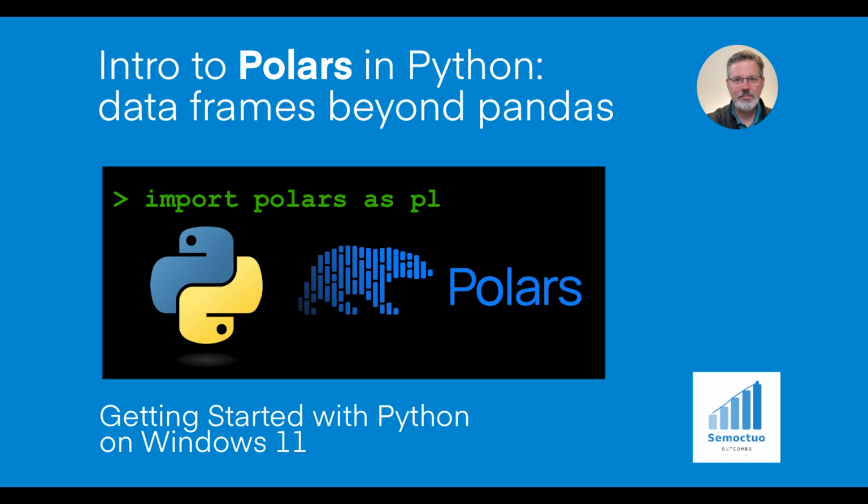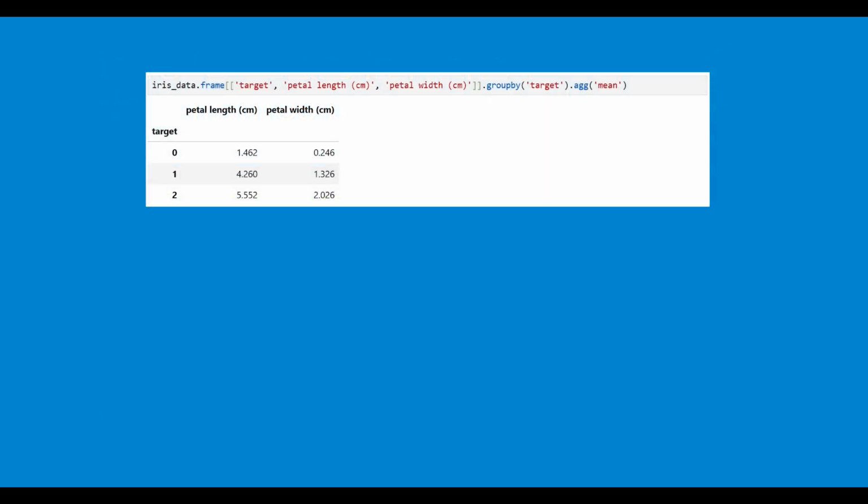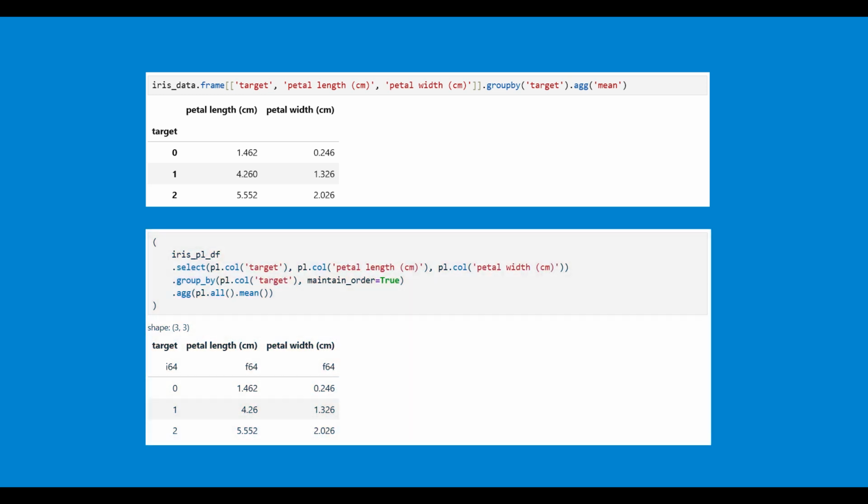Let's start with a simple common problem, calculating the mean value of two variables from a dataset. On the top, I'm carrying out this task using pandas. On the bottom, polars. Same data, same results. I personally favor polars as the code reads like a sentence. From this data frame, select a target, petal length and petal width, then group by target, then aggregate the mean of all the columns.